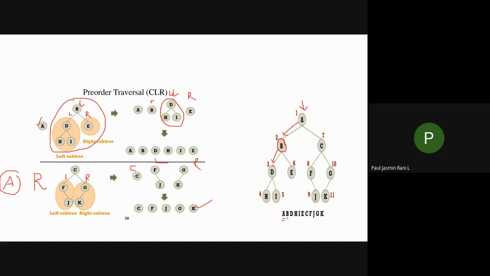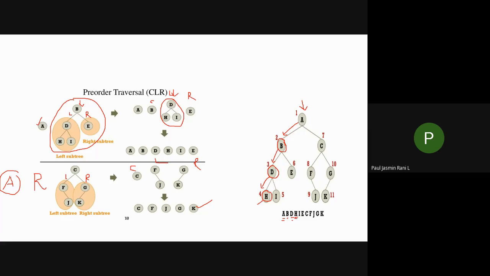Now I am at D. D is the root node for H and I, so I am going to print this D. After this, I again have to move to the left subtree, that is the left child. So here I have H. Now H gets printed.